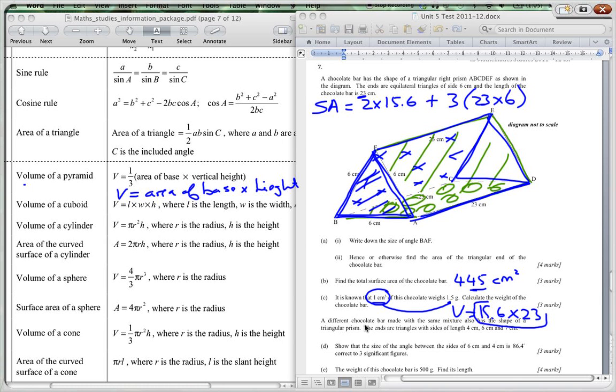So let's just do that. 15.6 times 23, and I get 358.8 centimeters cubed, and each centimeter cubed is 1.5 grams, so I must multiply that by 1.5, and I'll get my mass, or my weight, should really say mass, would equal 538 grams would be the total mass.